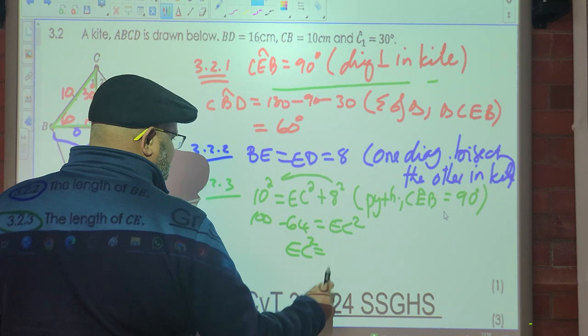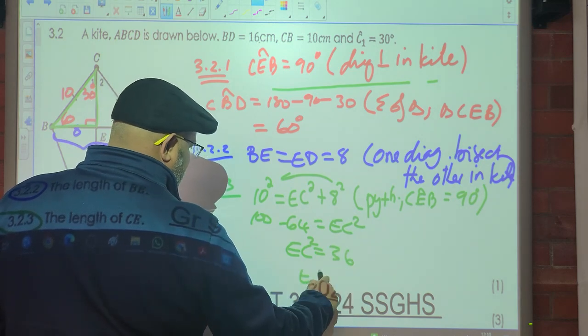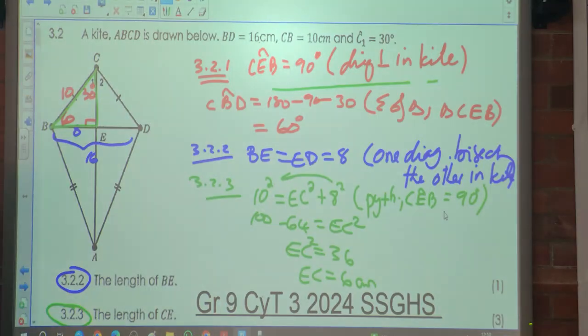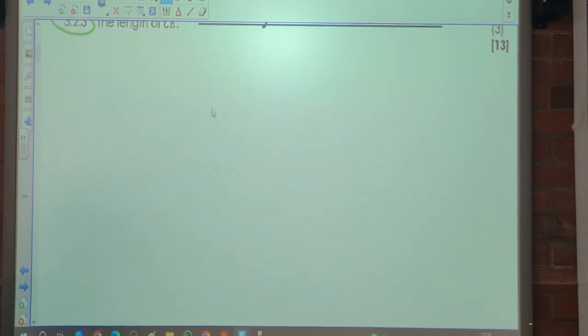CE squared is going to be 36. Is that correct? Yes. 36 centimeters.